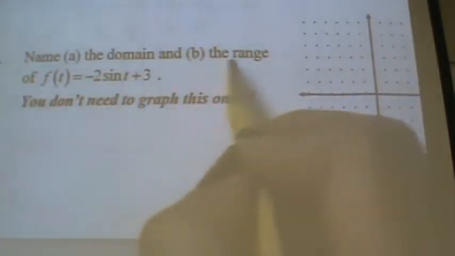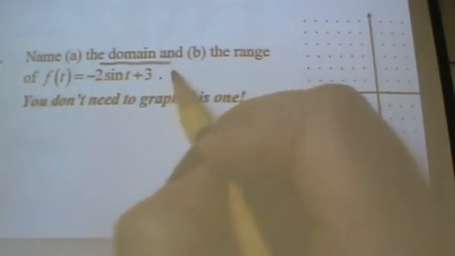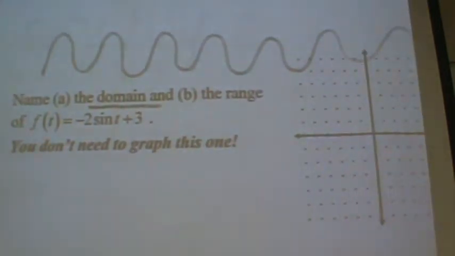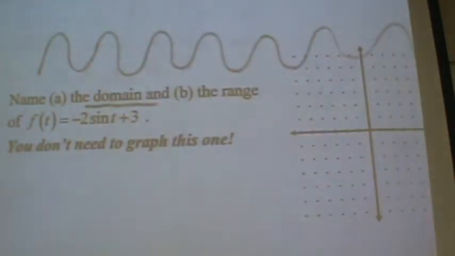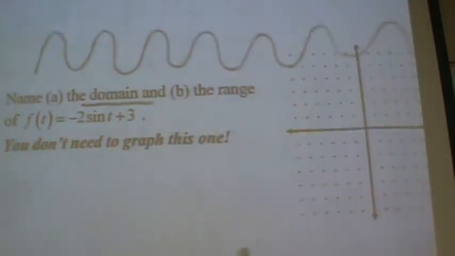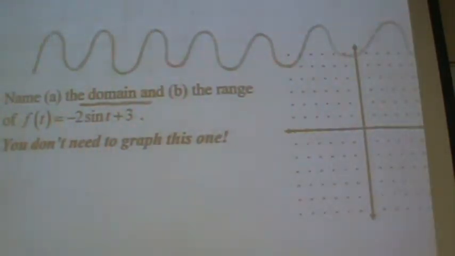Number 5. The domain for all sine and cosine curves is what? They go on and on and on. That's your domain, all real numbers. But the range, there's a limit to the y value. It only goes so high and so low.